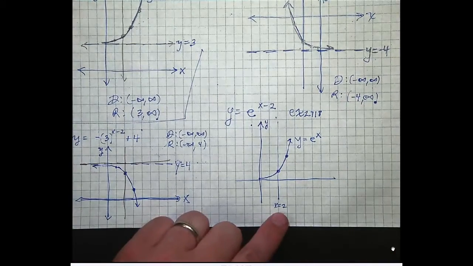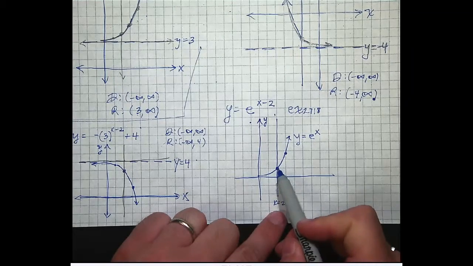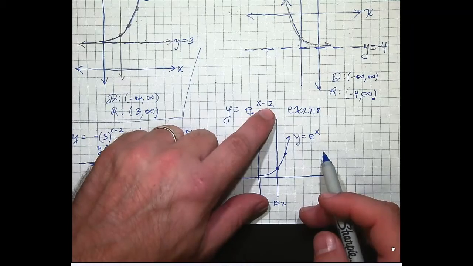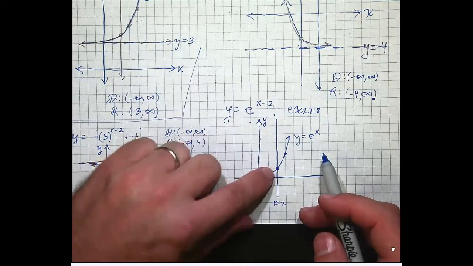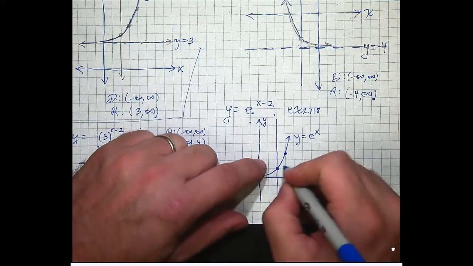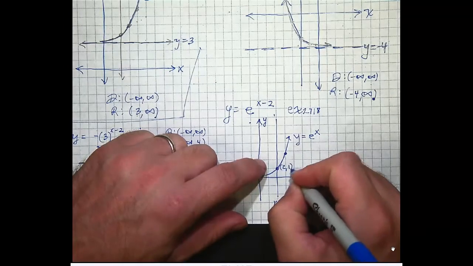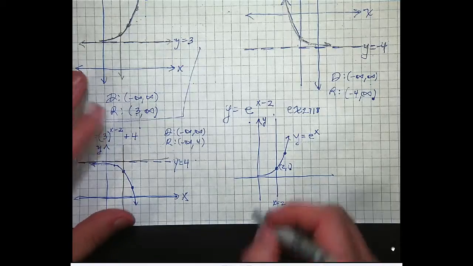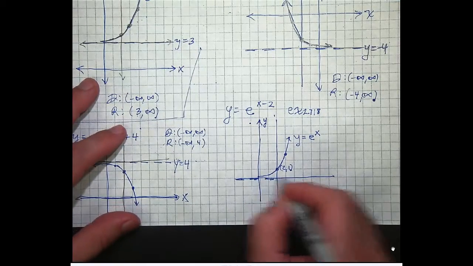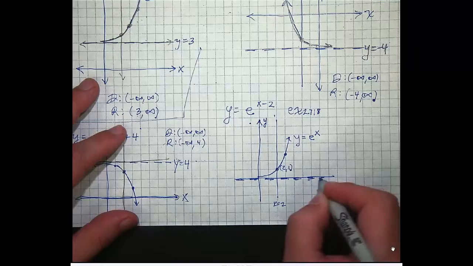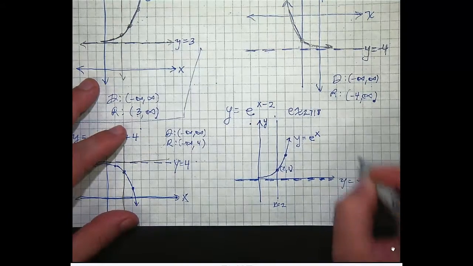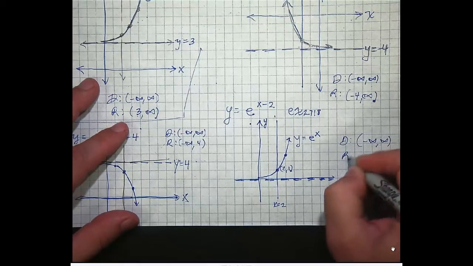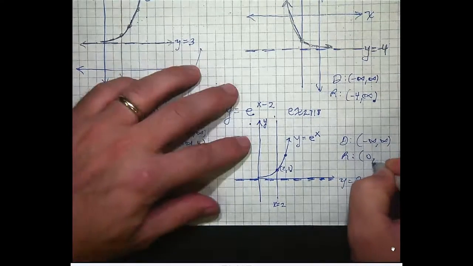And it makes sense that that is where this point would be, because if you plug in 2 up here, what do you get? 2 minus 2 is 0. E to the 0 is 1. So this point is now at 2 comma 1. There is no up or down shift here, so my asymptote is still where it was at y equals 0. So the domain, negative infinity to infinity, the range from 0 to infinity.